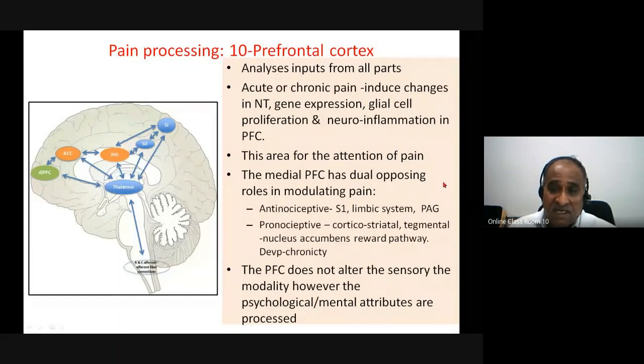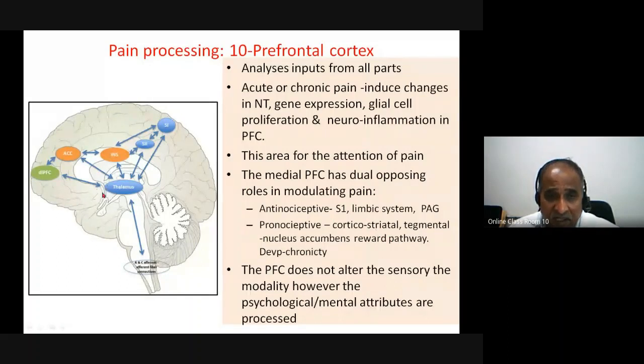Once the periaqueductal gray is activated, it will again descend further down to the gate of the spinal cord. So then pronociceptive activity, that means it has another opposing role, pronociceptive. This pronociceptive activity is coming through the basal ganglia. So corticostriatal, that means this is the prefrontal cortex, then it comes to the motor cortex. From the motor cortex, we have the basal ganglia here, and these basal ganglia are activated.